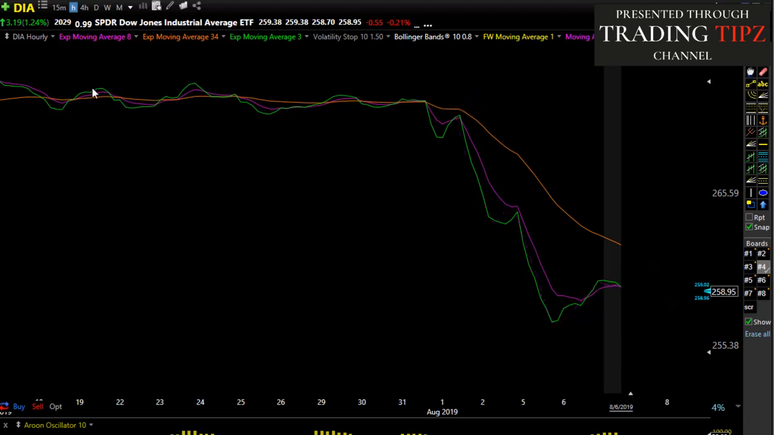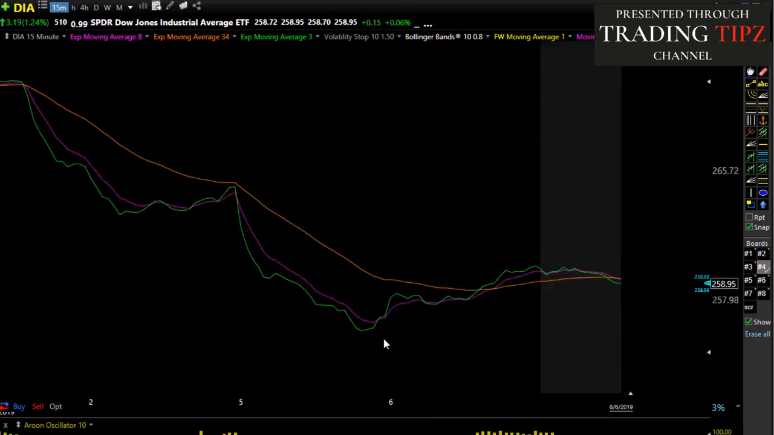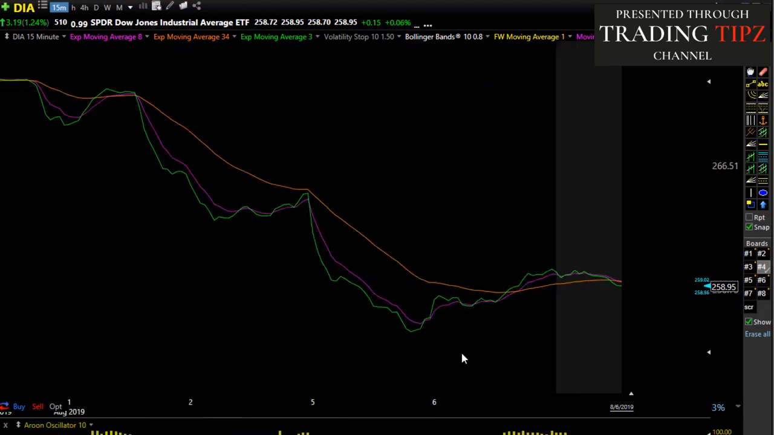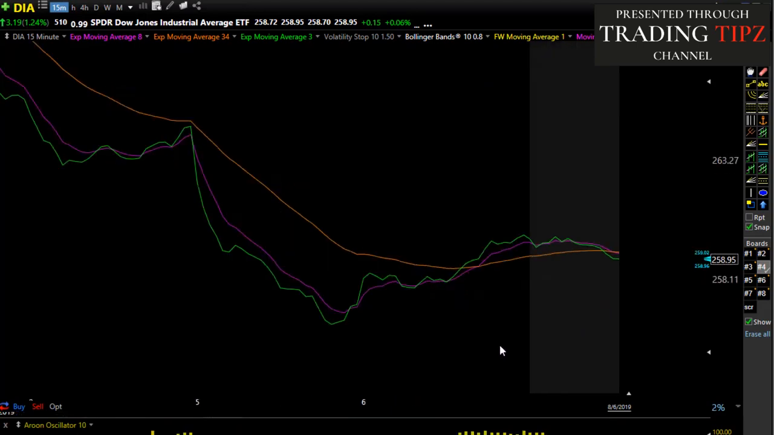Okay, if we take this on down, I'm going to jump this all the way down to a 15-minute chart. What do we have here on the 15-minute? Well, the 15-minute, we got above the 34, but notice what's happening here. We're crossing back down through it. As of right now, we're not proving that we can hold the 34 as support, even on the 15-minute.